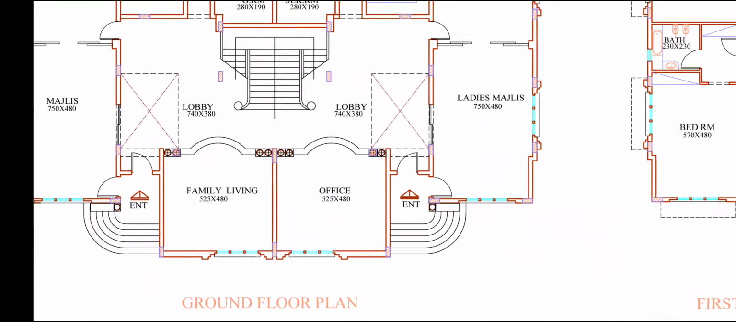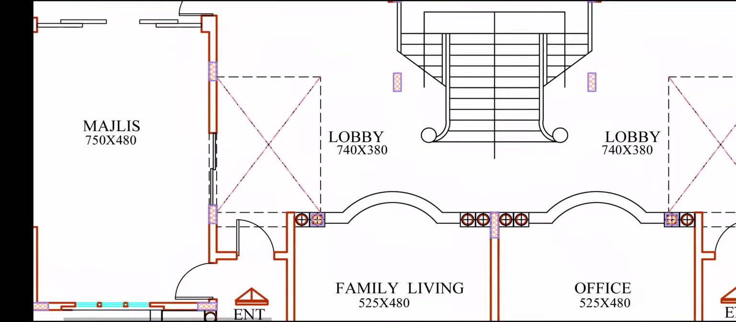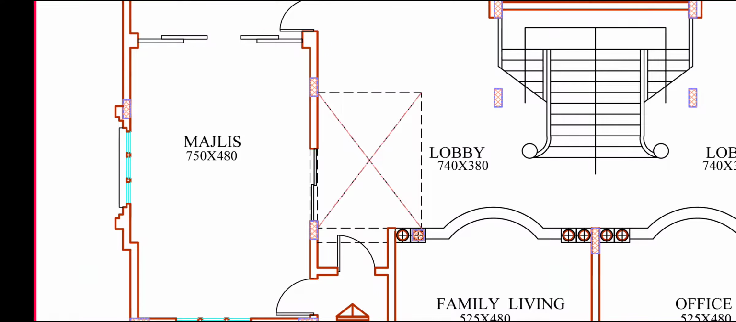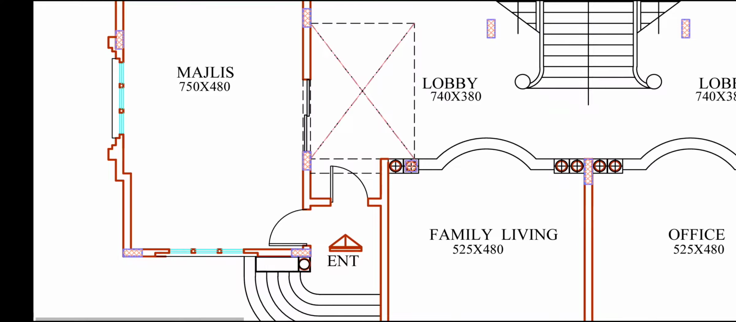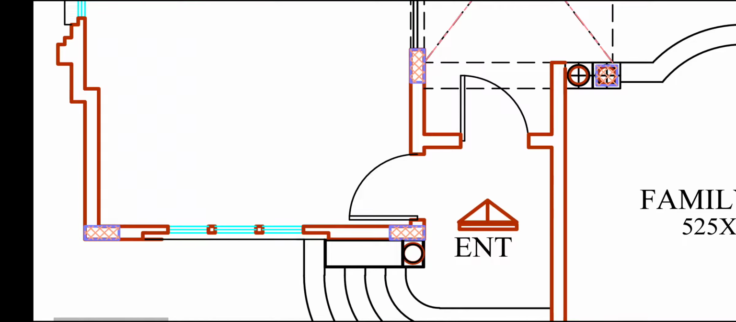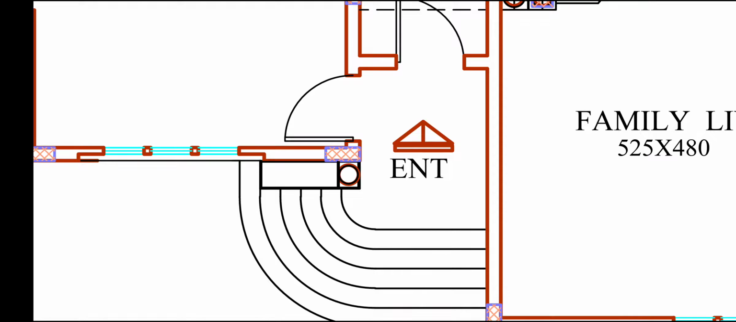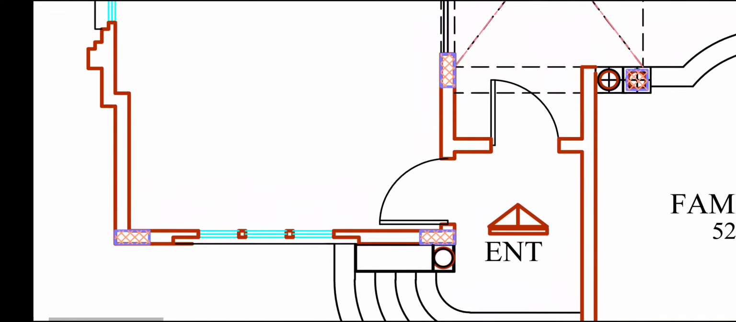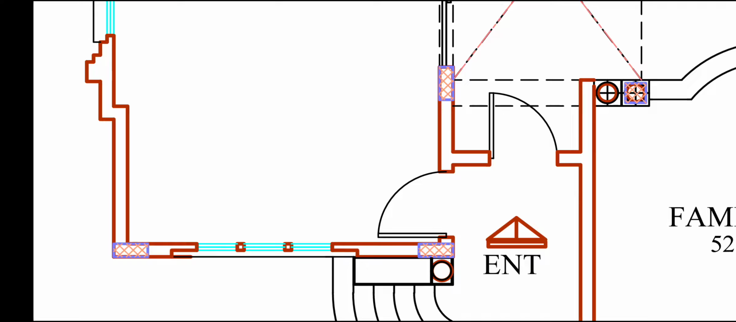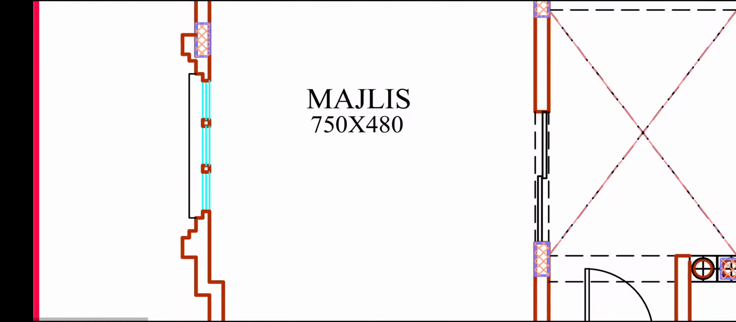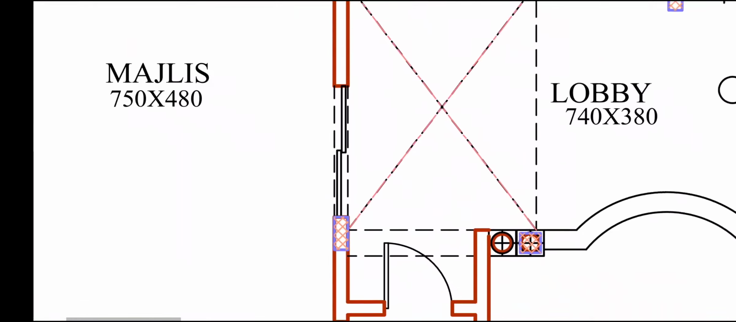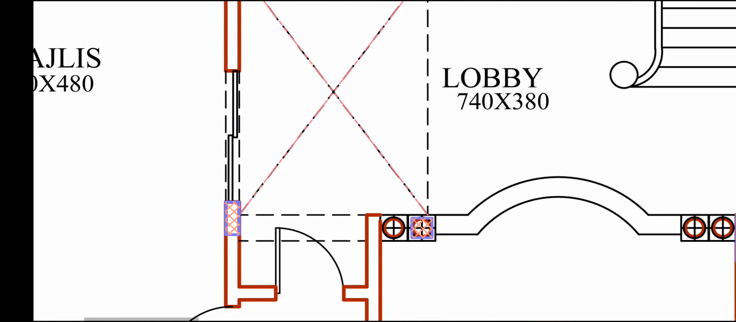We will see this entrance here. We are getting a wide Majlis Hall 750 by 480, and on this side we are getting a small column for design. This is our step and this is our entrance. This window is a wonderful design window. I designed it properly, and this is our sliding door for entrance access.